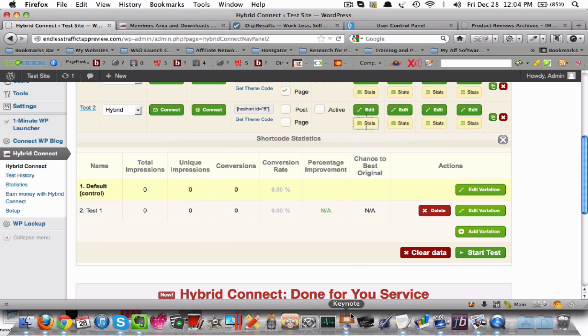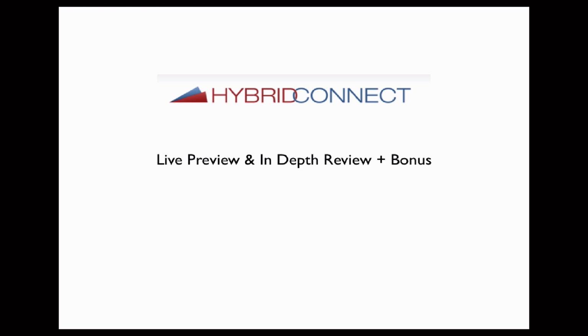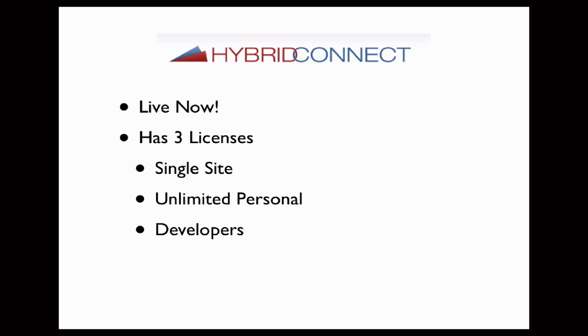Let me get into some more specific information about the product. As you know, I already gave you a live in-depth review, so I don't really want to go over that. It makes no sense. But it's live now. There are 3 licenses. A single site license, which allows you to use it on one site. An unlimited personal license, which allows you to use it on any of your sites that you own. And then the developer's license, if you're an offline consultant and want to use it with your clients or plan on selling sites. This is the license that you would need.